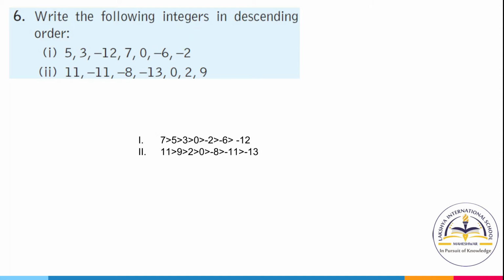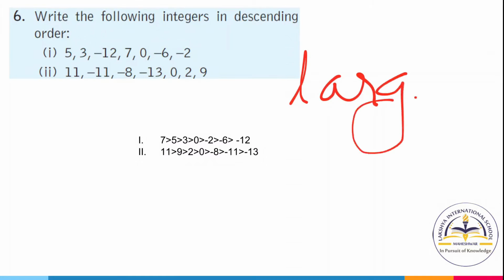Write the following integers in descending order. Now what is descending order? Here you have to arrange from larger to smaller.